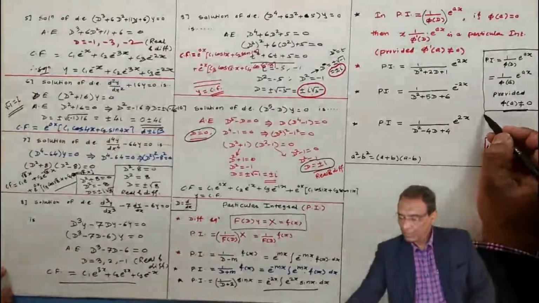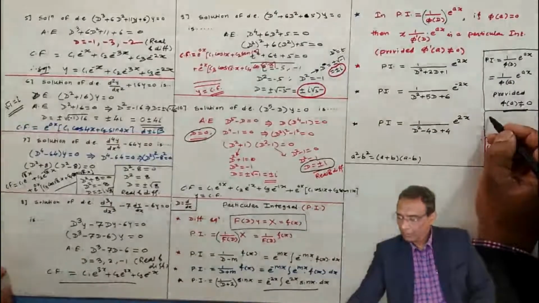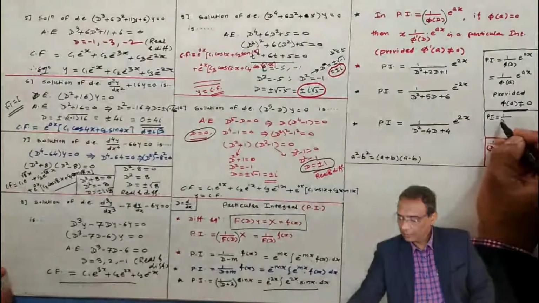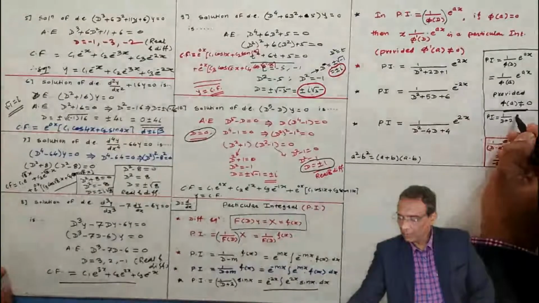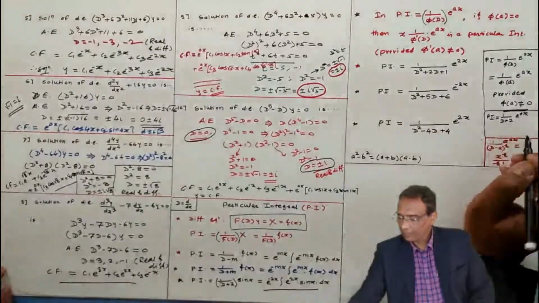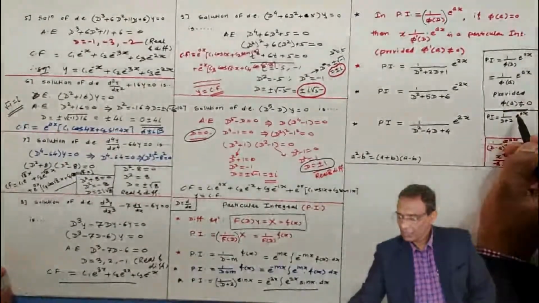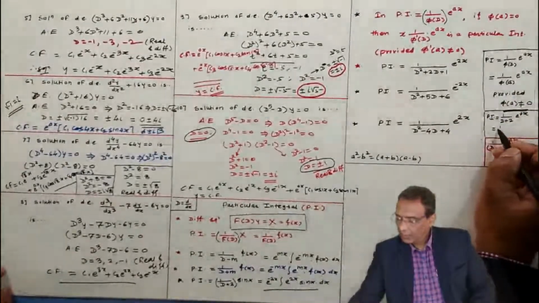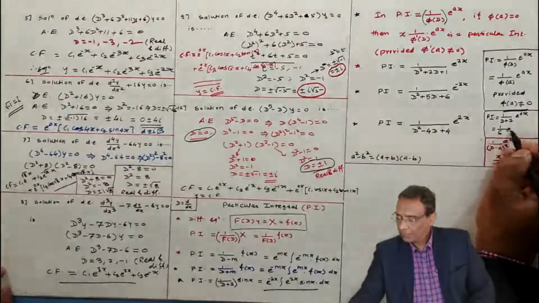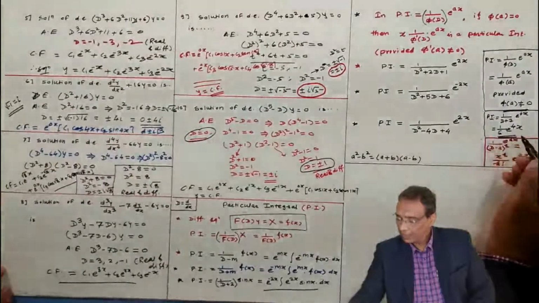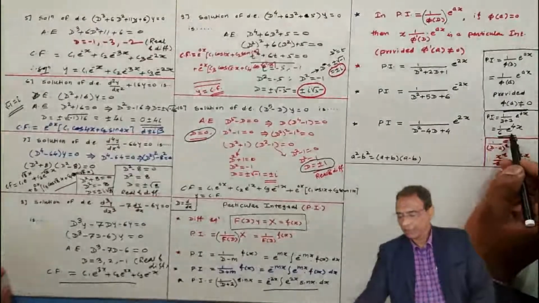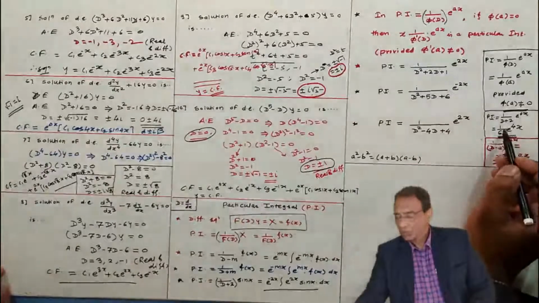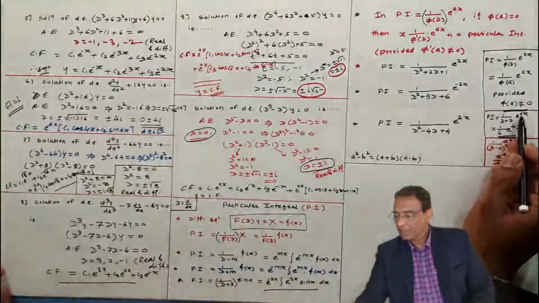Okay, this for example, this operator, particular integral, d plus 2, I am going to operate on e to the power 4x. Okay, here a is 4. So put D equal to 4. If you put D equal to 4, 4 plus 2 is 6. So in this way the operator is operated. Why? Because the denominator is not going to become 0 for D equal to 4.